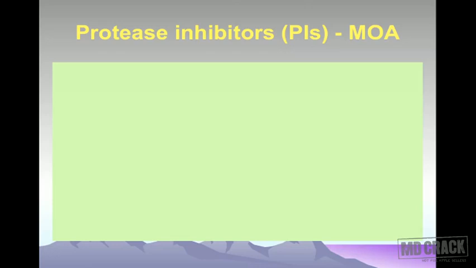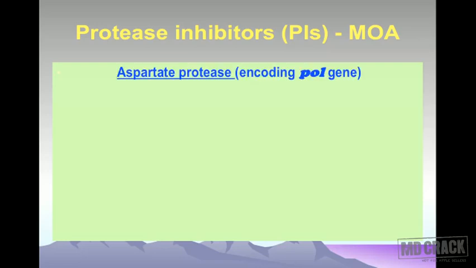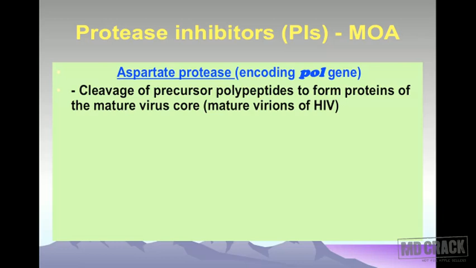Protease inhibitors. What's the mechanism of action? The mechanism of action is already there in the name of the group, that they are protease inhibitors. They are going to inhibit the aspartate protease enzyme taking part in the late protein synthesis. And this aspartate protease is encoded by the POL gene. It cleaves the precursor polypeptides to form proteins of the mature virus core. This is an important step, and this is going to form the mature virions of the HIV, and the aspartate protease enzyme is going to help in this.